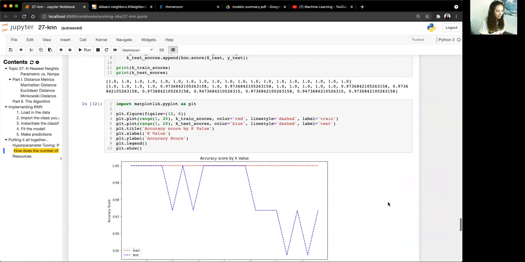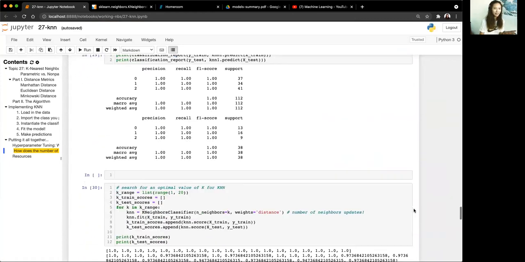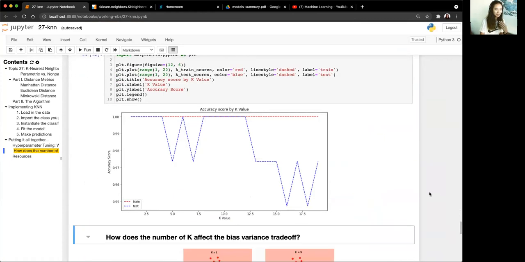All right, now back to scaling. Oh, before that, any questions about K values?